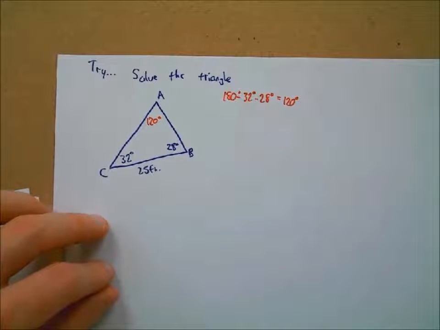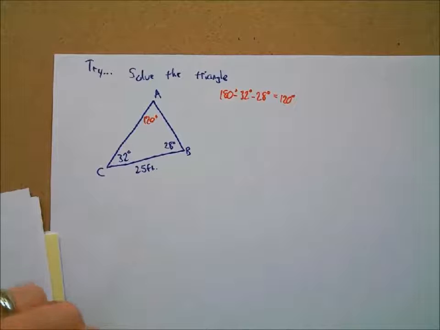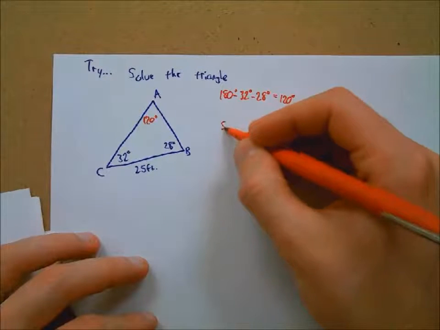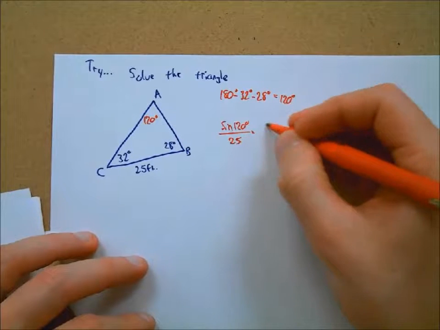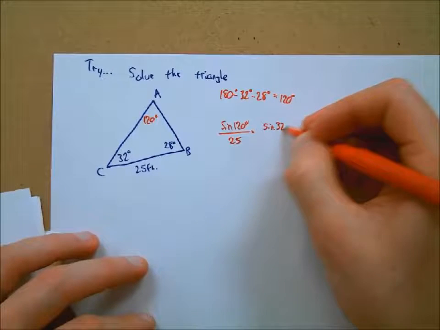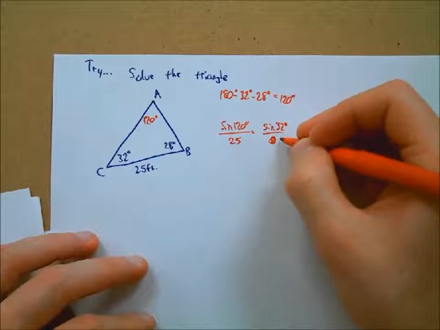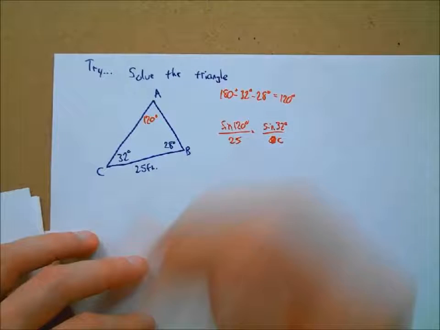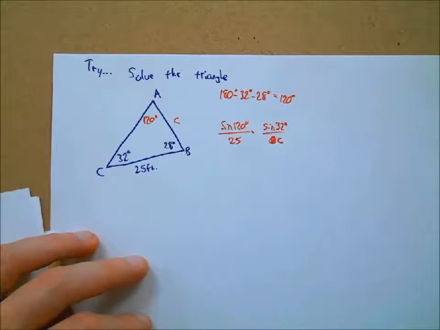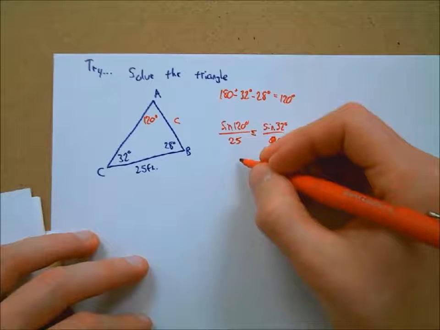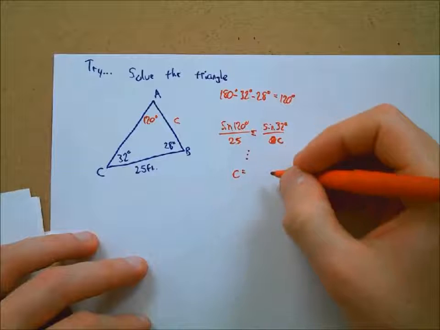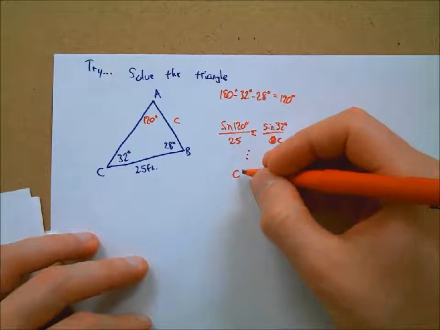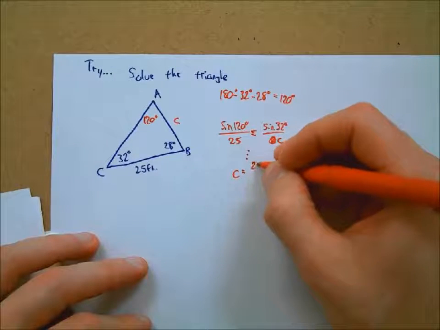You want to give us another piece of information here? So then you know the sine of 120 degrees over 25 equals sine 32 degrees over the side length of lowercase c. Oops, yeah, you're right, sorry about that. I started doing 28, that was wrong. So we'll find little c there, and then you cross multiply and solve, right? I'm going to put dot, dot, dot there. I think we can all cross multiply and solve. So we get c equals 25 sine 32 over sine 120.